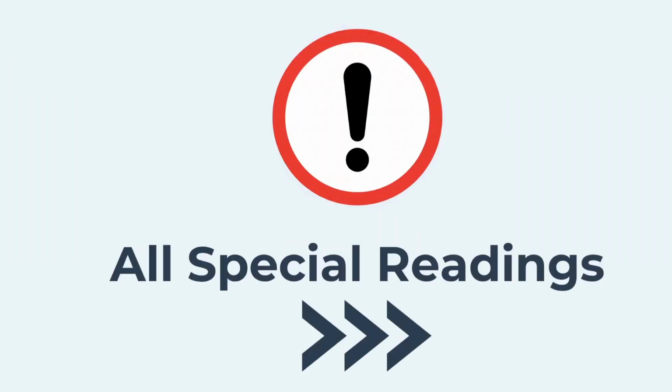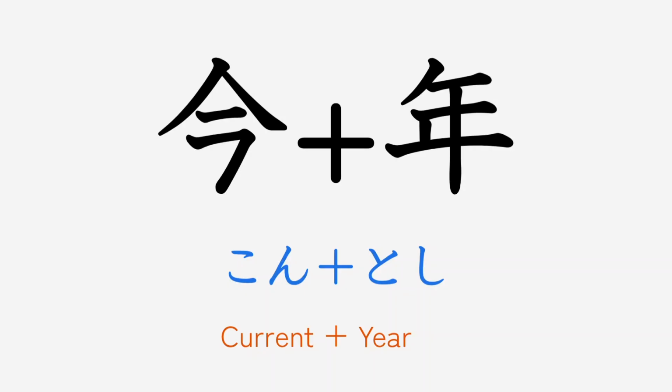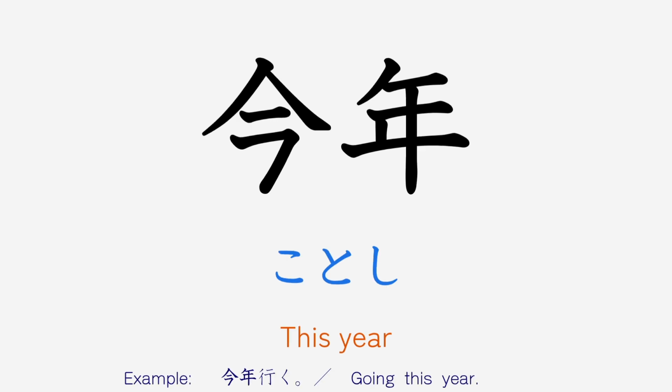From here, all are special readings. You must memorize this for the JLPT N5. 今 is current. 年 means year. The meaning is logical, but the reading is special. It is 今年, meaning this year.